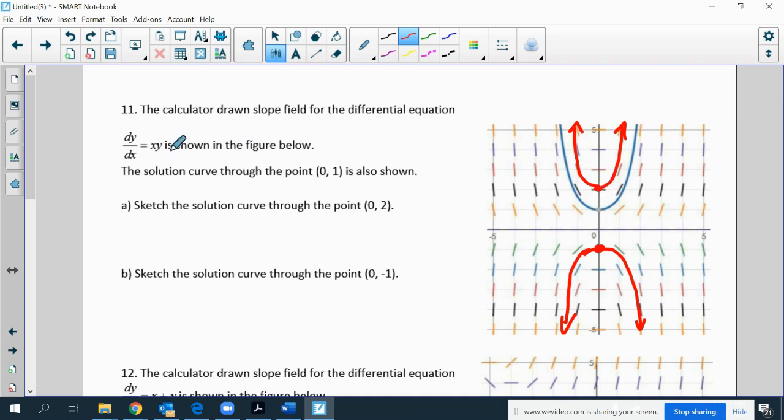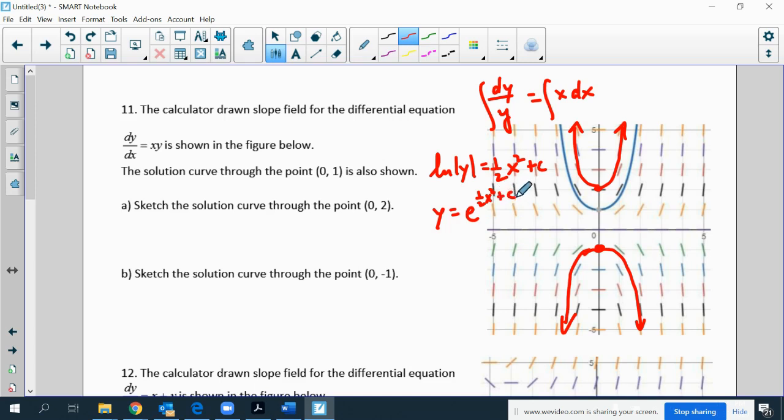So if I look at this and I do a quick dy over y equals x dx and do an integration really fast after a separation of variables, I have natural log of absolute value of y is equal to 1/2 x squared plus c. And then y is equal to e to the 1/2 x squared plus c. Notice what happens is if I take note of the fact that when I have an exponential function, I can rewrite this as a new constant in front.